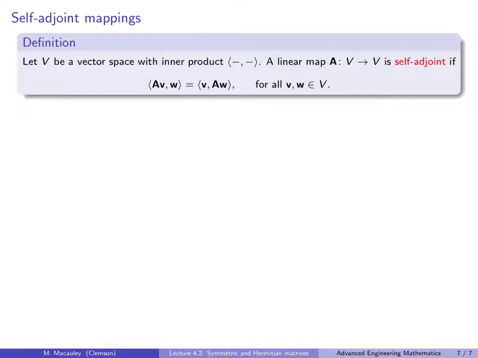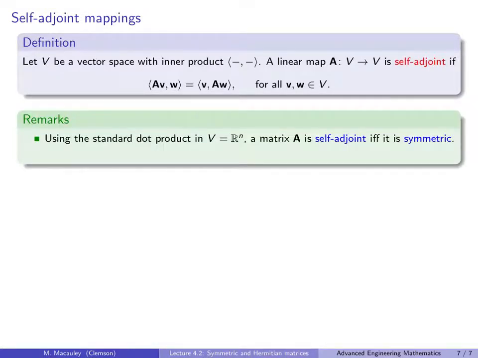So let's let V be a vector space, and suppose there's an inner product. You can think of this as Rn, and the inner product is the dot product. Or you can think of this as a space of periodic functions, and the inner product is an integral, or something else if you want. A linear map from a vector space to itself is self-adjoint if the following condition holds: AV dot W is equal to V dot AW for all vectors V and W in the space.